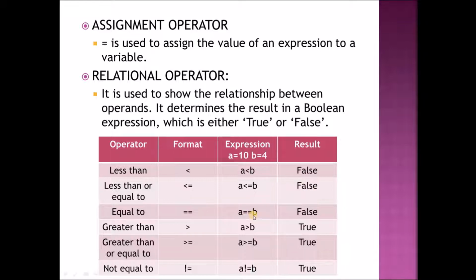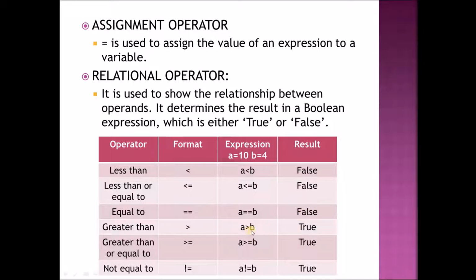A is equal to B. For is equal to, we don't use a single sign, we write equal to with the help of two equal to signs, because a single is equal to simply means the assignment operator. So when we are using the relational operator equal to, we put a double equal to sign. Is A equal to B? Are 10 and 4 the same values? No. So the answer will come up as false.